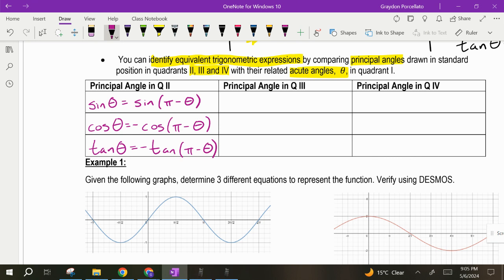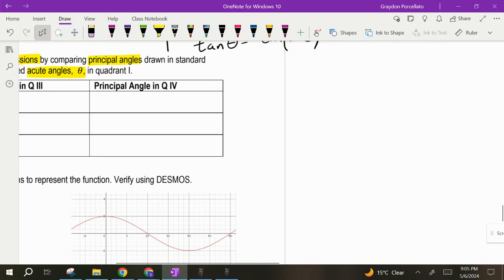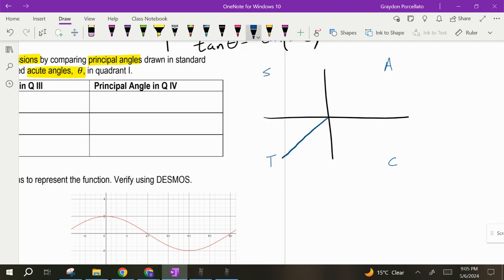Now let's take a look at an angle in the third quadrant. We write the CAST rule and draw our angle. We draw our terminal arm, and this angle right here is our related acute. That angle is related to this angle here. Those angles are exactly the same, which is important to note.